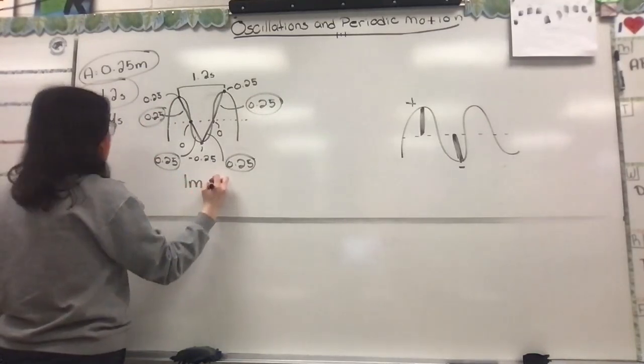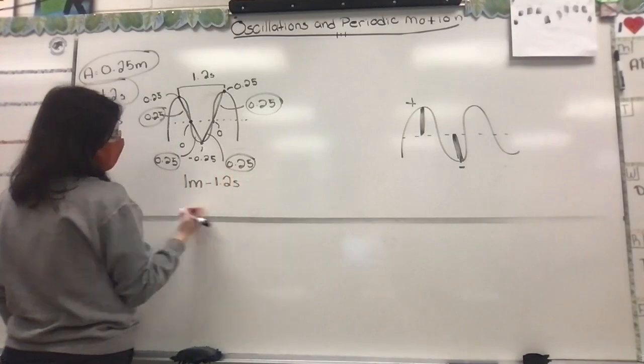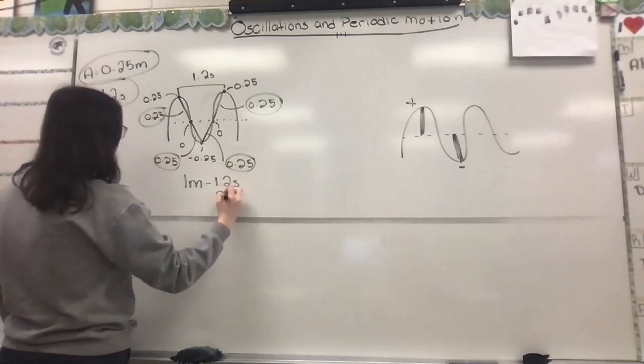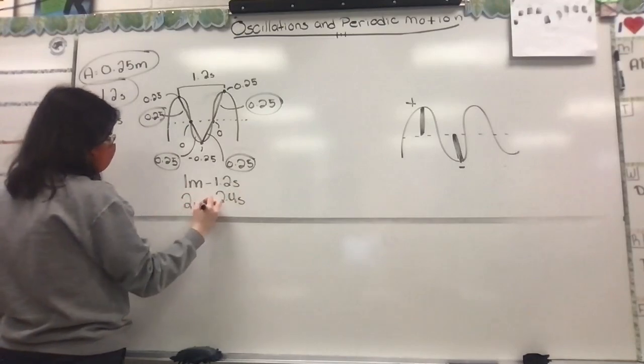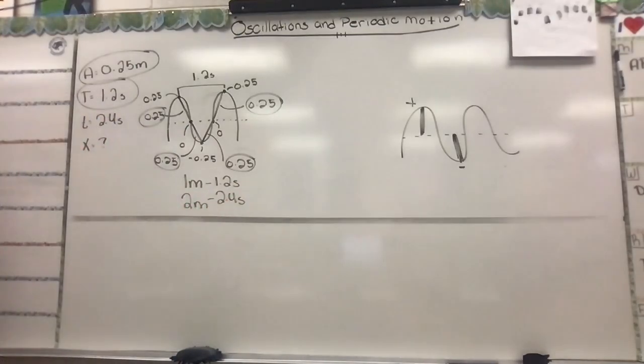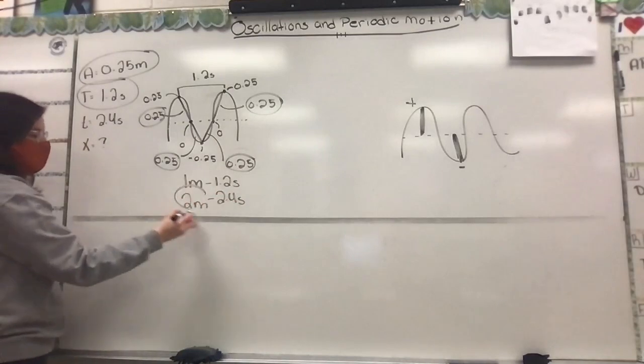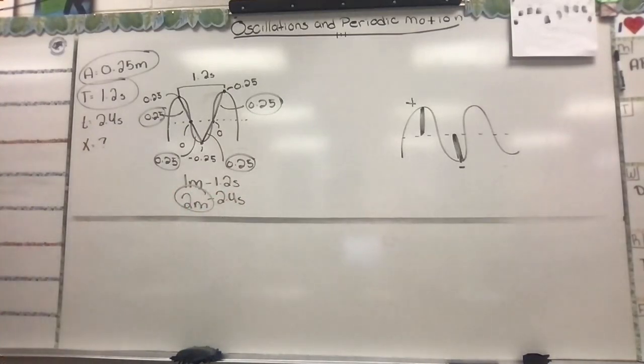Okay, and that was in 1.2 seconds, right? So how far would I have gone in 2.4 seconds? 2 meters. So the answer is 2 meters. Wait. That actually makes sense.